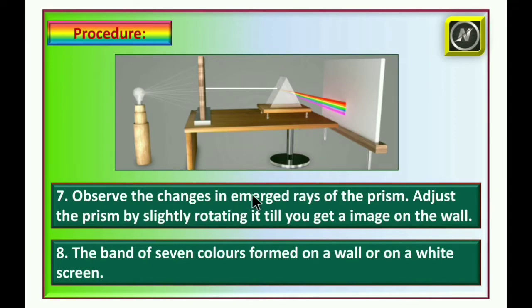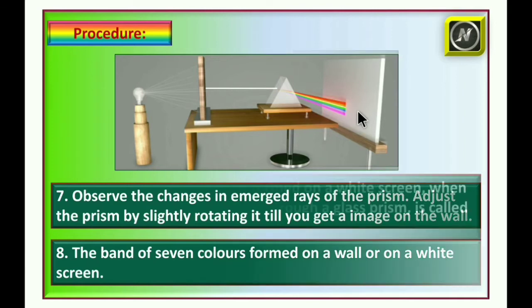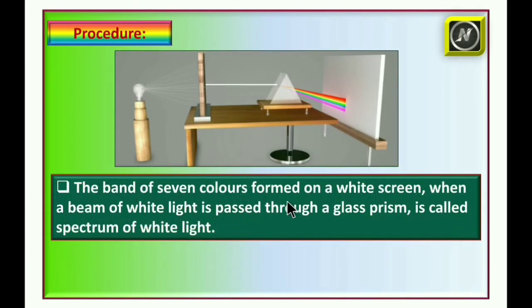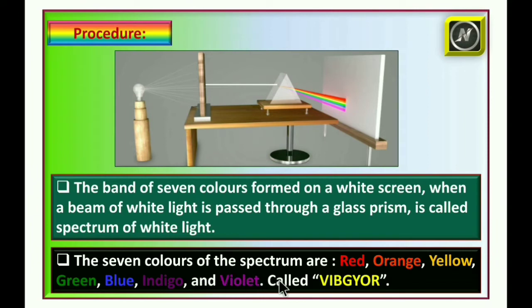The band of 7 colors is formed on the white screen or on a wall. The band of 7 colors formed on a white screen when a beam of white light is passed through a glass prism is called the spectrum of white light. The 7 colors of the spectrum are red, orange, yellow, green, blue, indigo and violet, and these are called VIBGYOR.